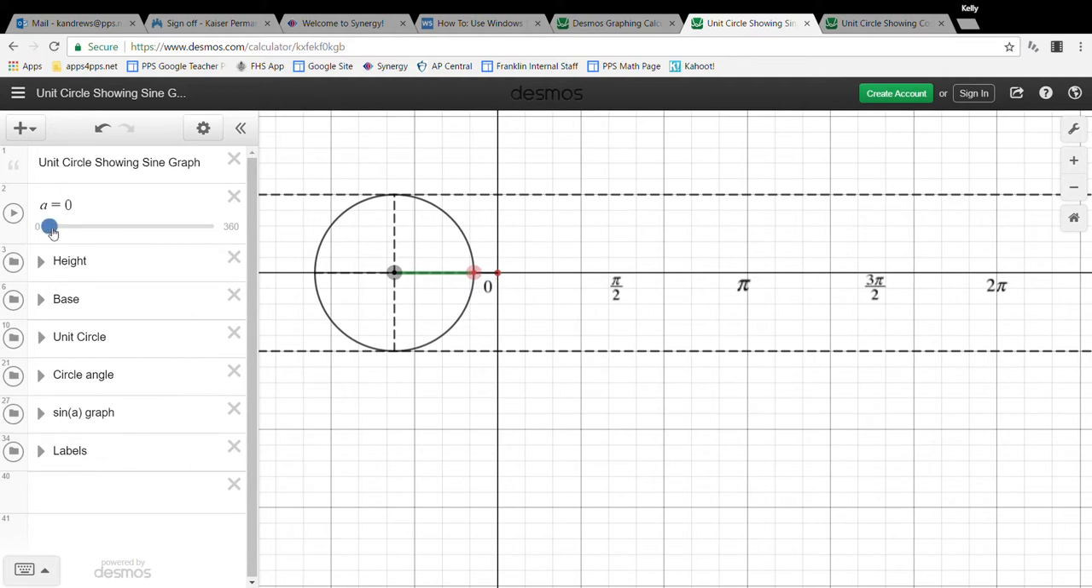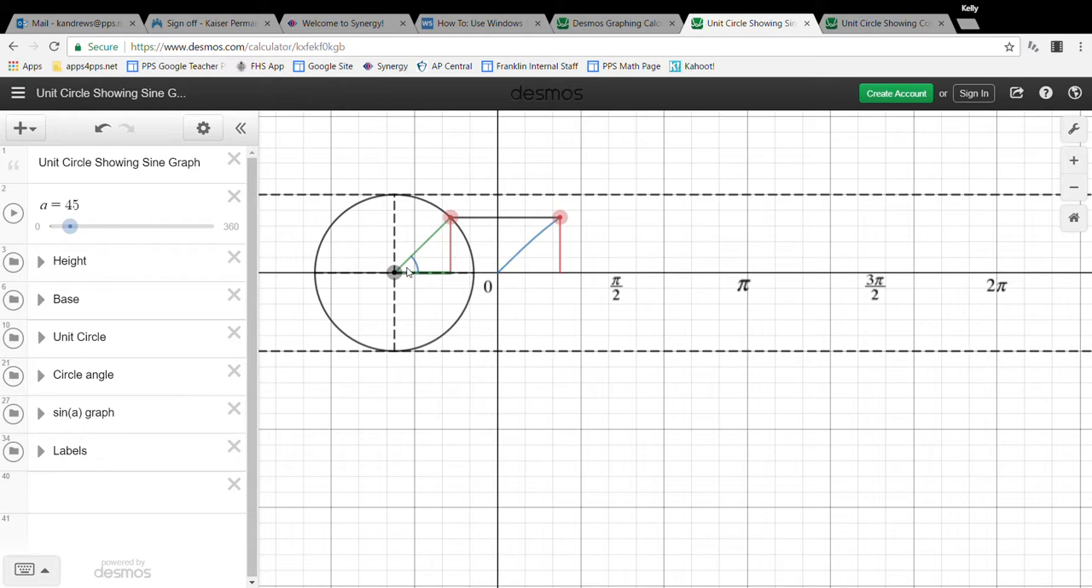If you guys recall from geometry or from an earlier class hopefully, sine is found by opposite over hypotenuse. So if you remember the SOHCAHTOA stuff, sine is opposite over hypotenuse, cosine is adjacent over hypotenuse, and tangent is opposite over adjacent. So if we look at this triangle here, we have our central angle.